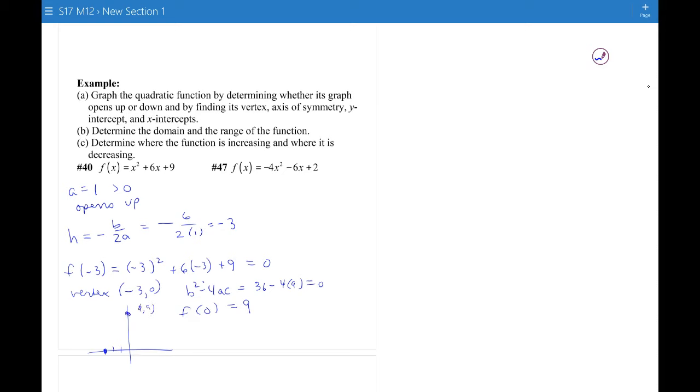Well, you also will get the mirror image point if you go 3 to the right and up 9. Then if you go 3 to the left, you would also need to go up 9. So the point negative 6, 9 would also have to be on this parabola because you have to have symmetry. And then the axis of symmetry is going to be x equals negative 3.